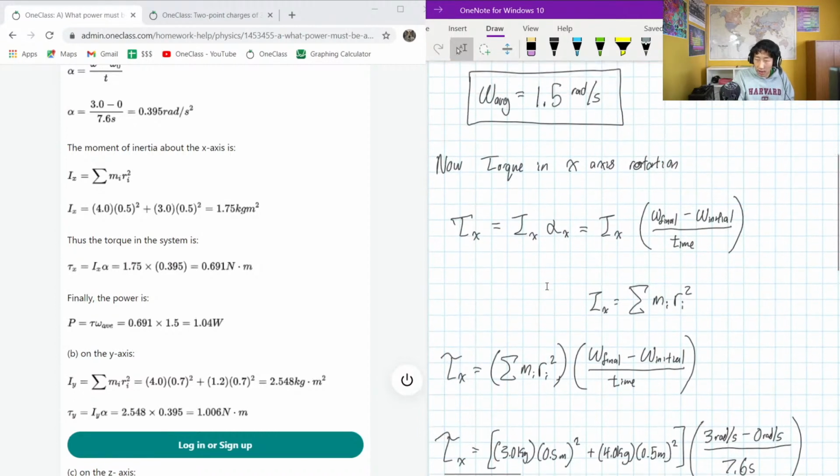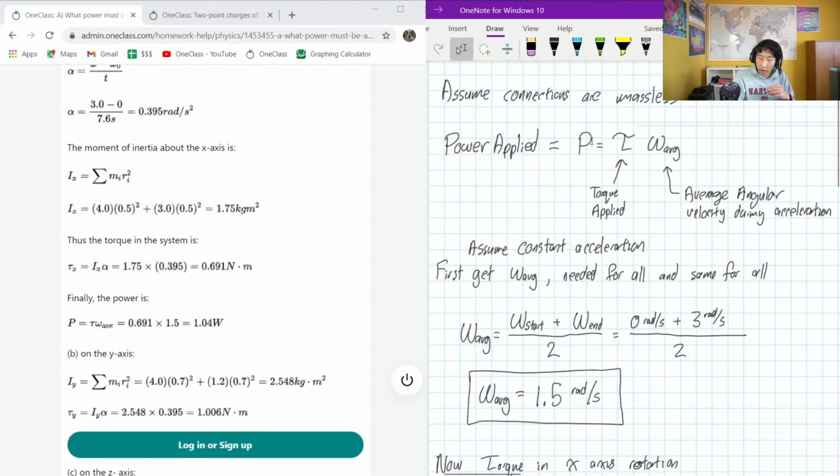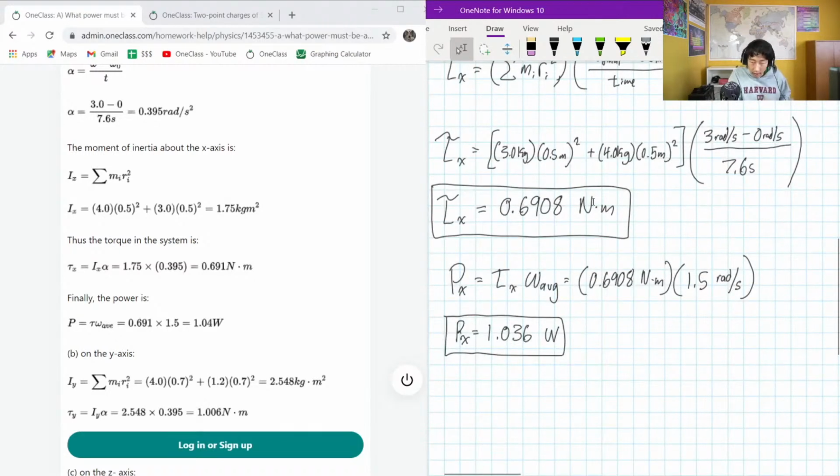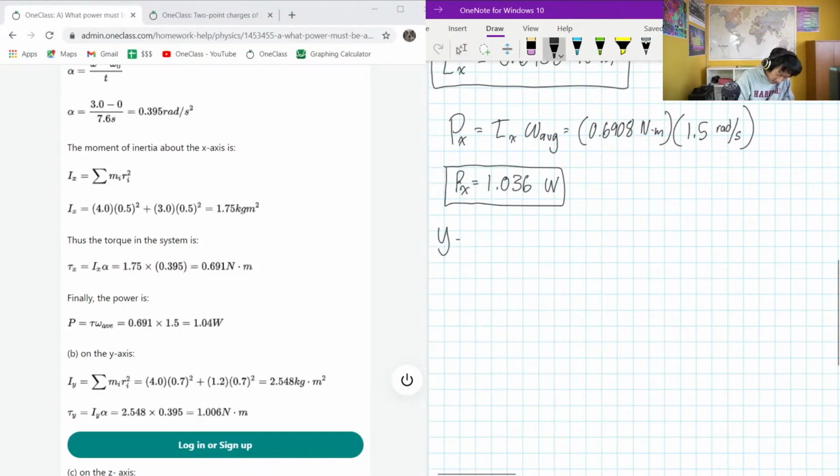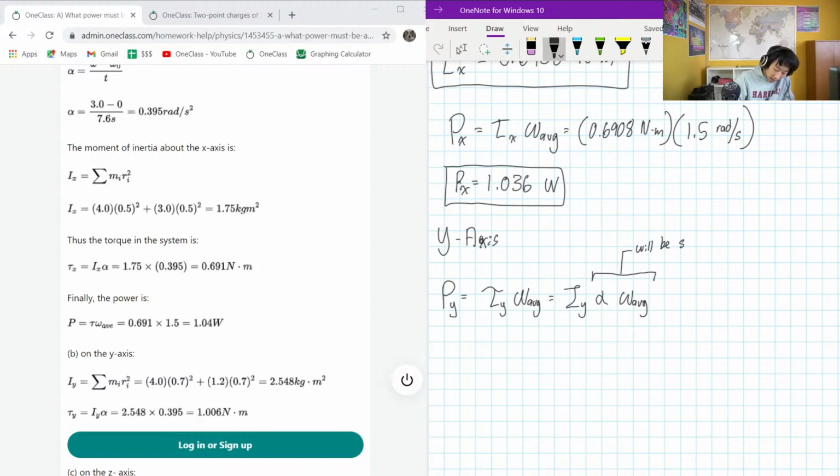Now in the y direction, it's going to be quite the same. So let's actually write it out like the full equation like this, and then we can see what we can sub in, and it'll be a lot easier. So now the y direction, or the y-axis. We know that this is going to be equal to the torque in the y multiplied by omega average. And the torque in the y is going to be the moment of inertia in the y multiplied by the angular acceleration multiplied by omega average. These will be the same as x-axis.